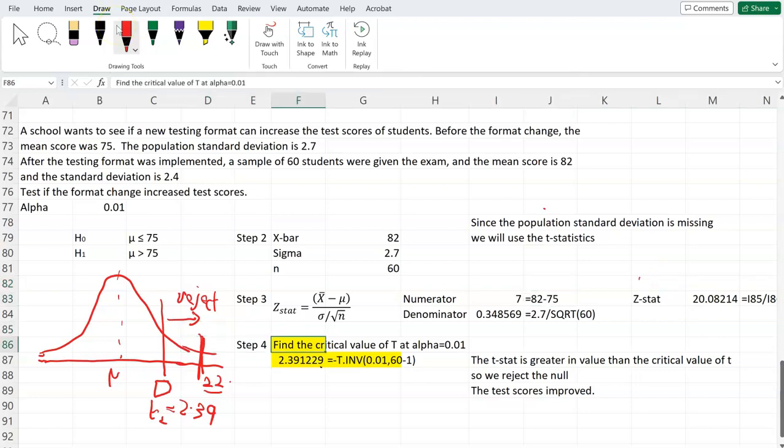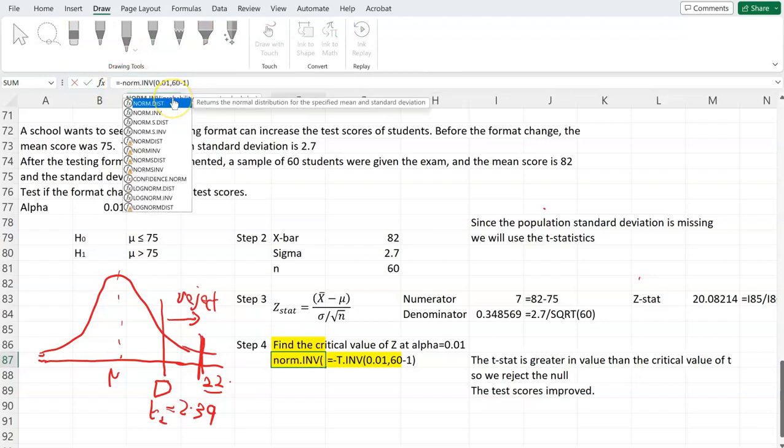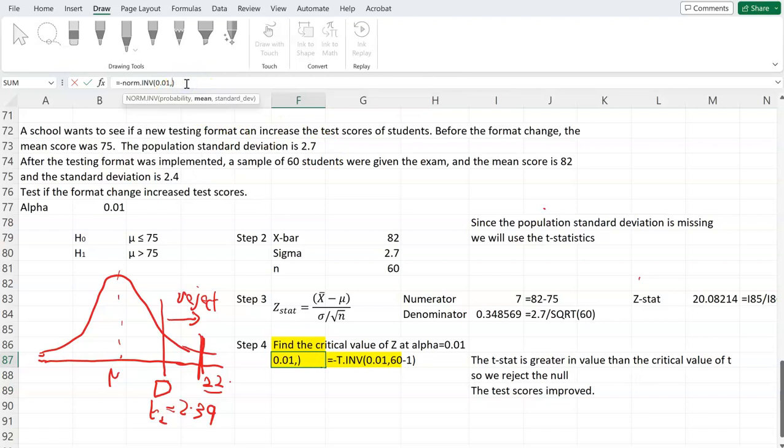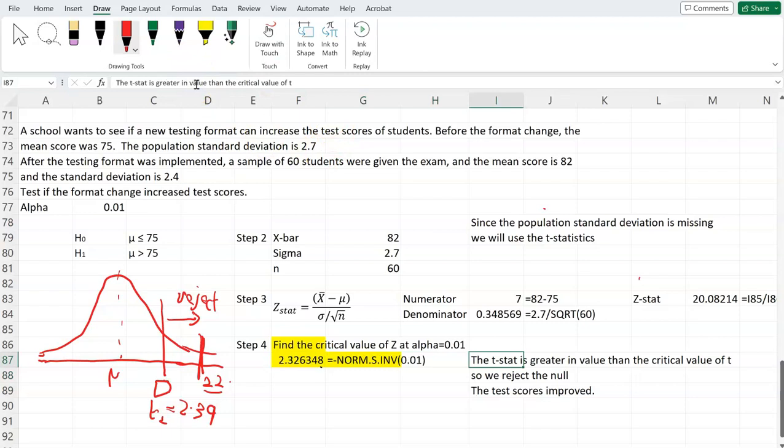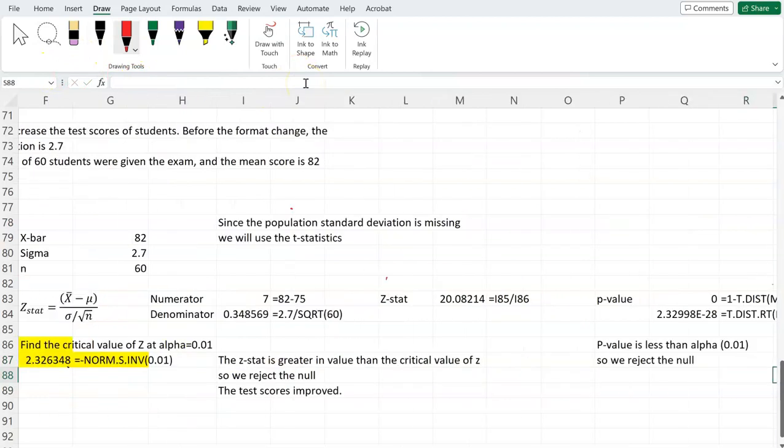So we are now going to find the critical value of z at alpha equals 0.01. And for this, I would do norm.inv, and everything else remains the same. However, norm.inv would give me the negative value, so I still need to put the positive value. Actually, to make it easier, norm.s.inv. So I would get 2.32 as the number. And so I would say that the z-stat here is greater than the critical value of z. So we reject the null and the test score is improved.